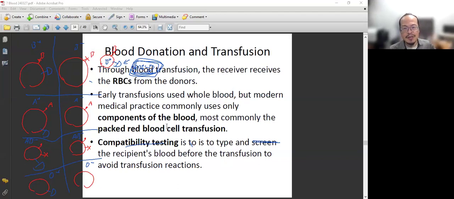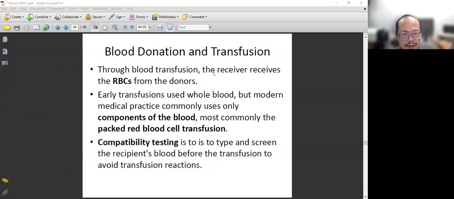So we talk about the donation. You need to be careful that the receiver's antibody may act against the donor's antigen, and so you need to make sure that you don't have that reaction. That's called the compatibility test.